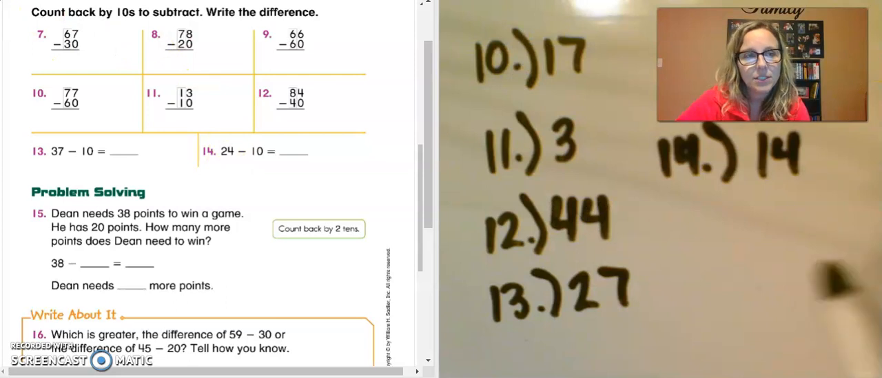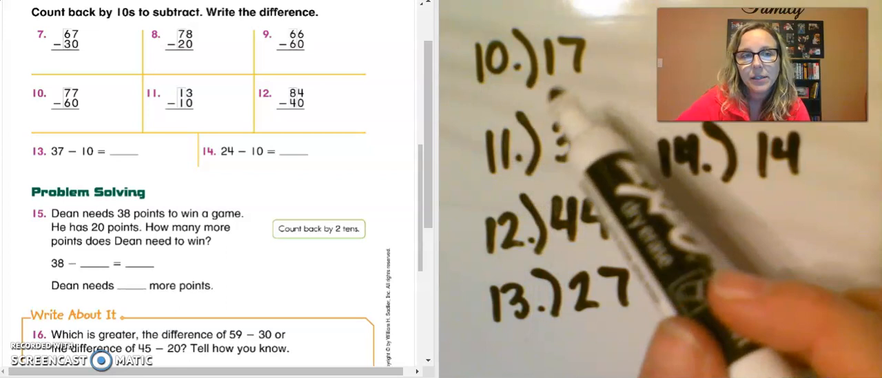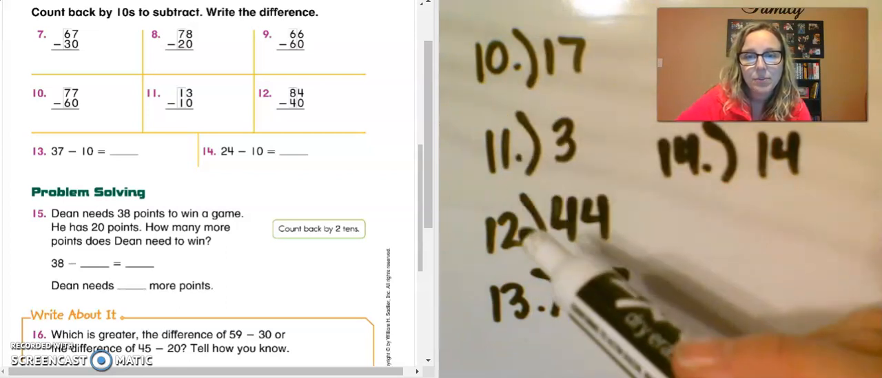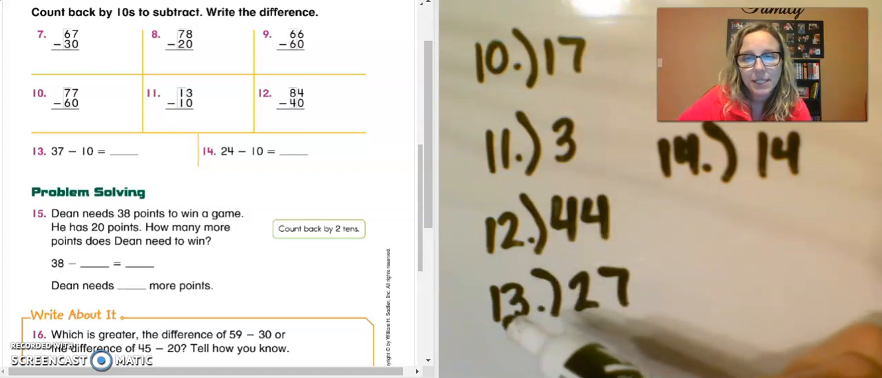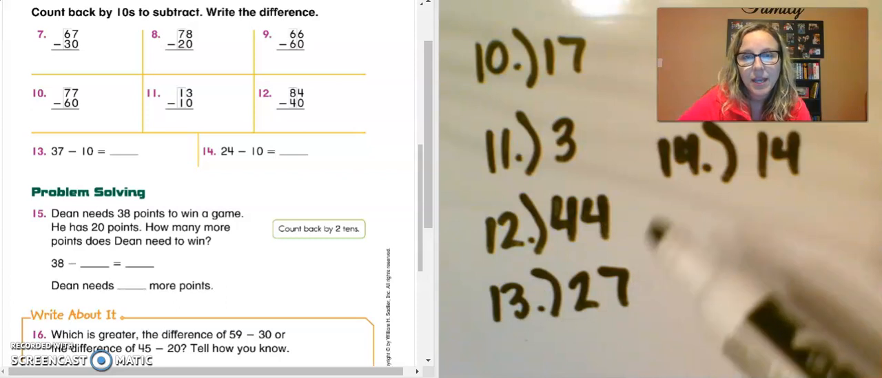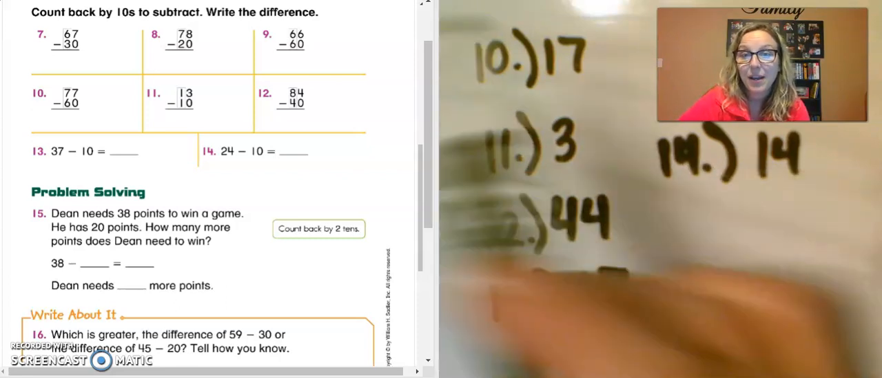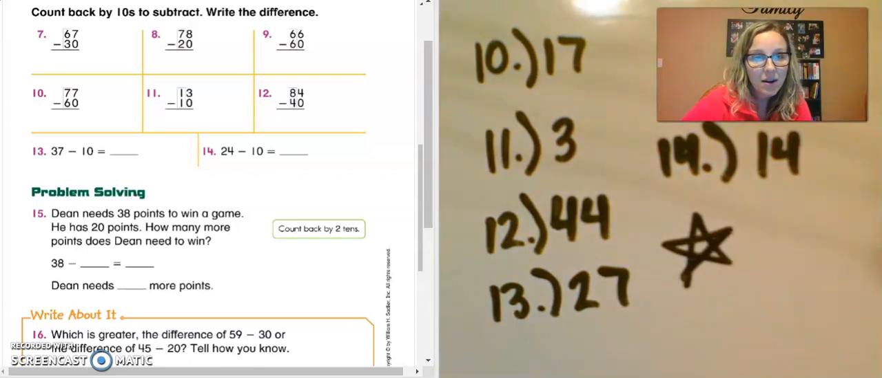All right, so let's check your answers. For number 10, you should have gotten 17. For number 11, you should have gotten 3. For number 12, you should have gotten 44. For number 13, you should have gotten 27. And for number 14, you should have gotten 14. If you got all of those correct, you can kiss your brain and give yourself a big star. If you got any of those wrong, I encourage you to go back and look at them again and try to figure out where you made your mistake.